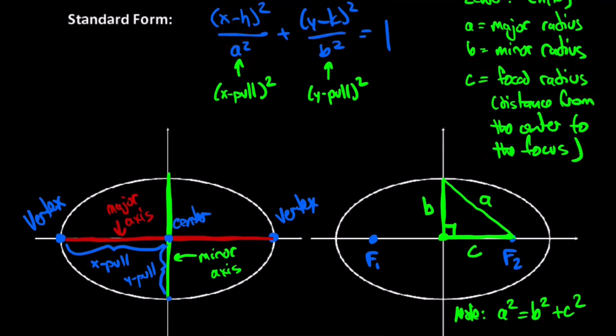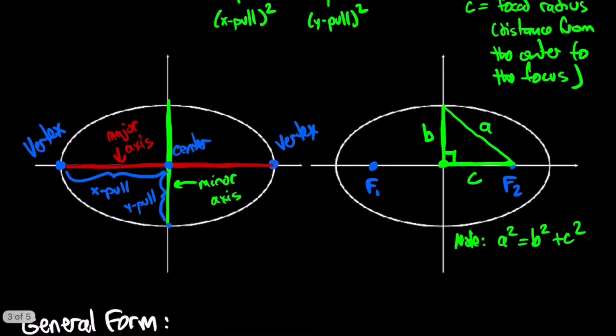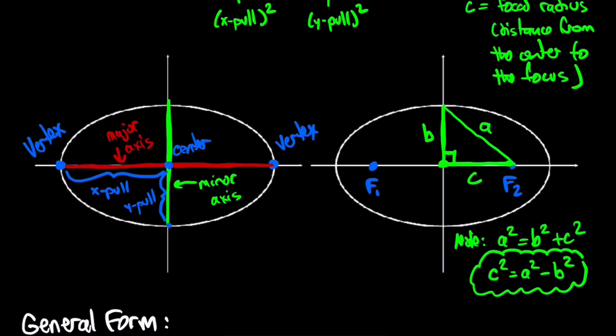So I want this equation solved for c. C squared equals a squared minus b squared. I know it's going to be confusing because you're like, well, wait a minute, that's not the Pythagorean theorem. It actually is. We just switched where the a and the c were. So c squared equals a squared minus b squared. That's how we calculate this distance from the center to the focus, and that's how we find the coordinates of the foci from the standard form equation.